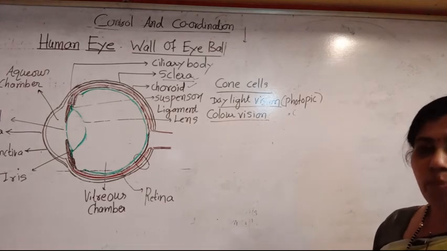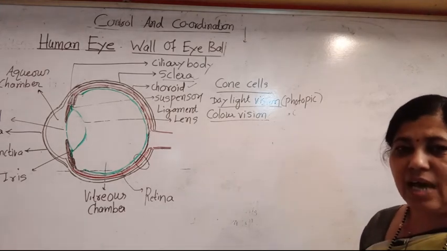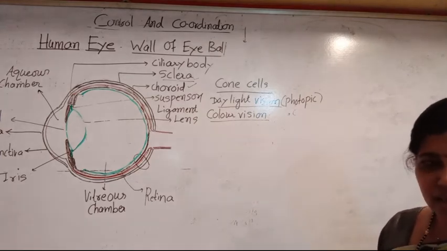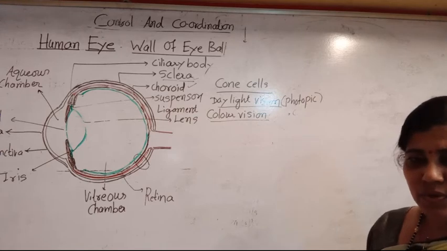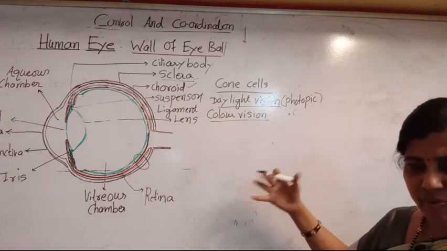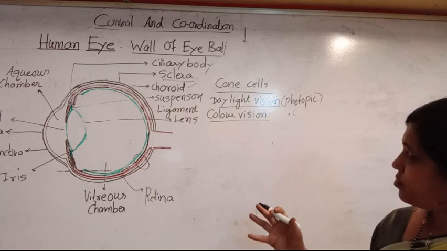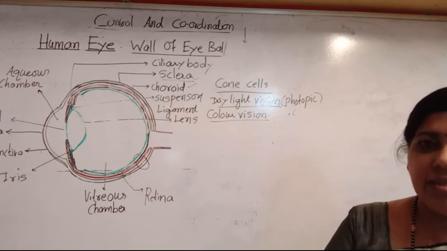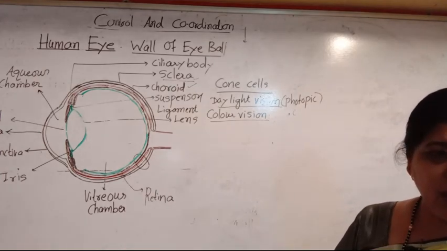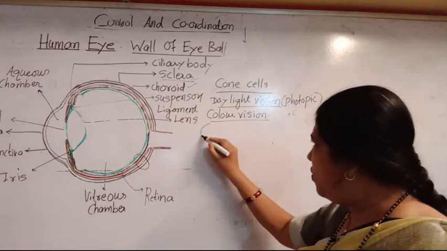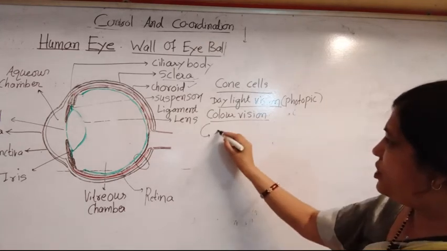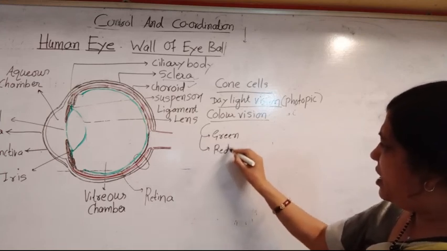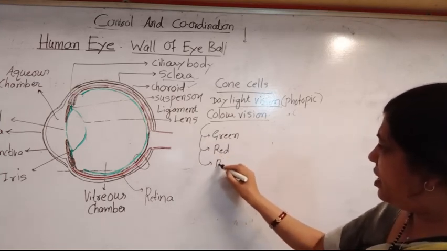Cone cells are of three types, and these three types of cone cells contain their characteristic pigments, different types of pigments. Due to cone cells basically we can see green light, green color, then red color and blue color.